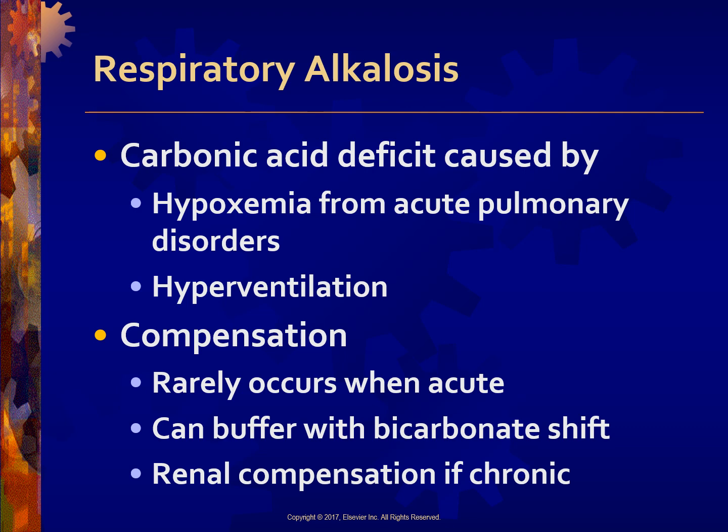Compensated respiratory alkalosis is rare. In acute respiratory alkalosis, aggressive treatment of the causes of hypoxemia is essential and usually does not allow time for compensation to occur. Some buffering can occur with the shifting of bicarbonate into the cells in exchange for chloride. In chronic respiratory alkalosis that occurs with pulmonary fibrosis, compensation may include renal excretion of bicarbonate.